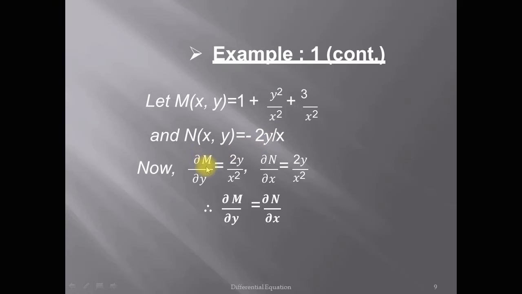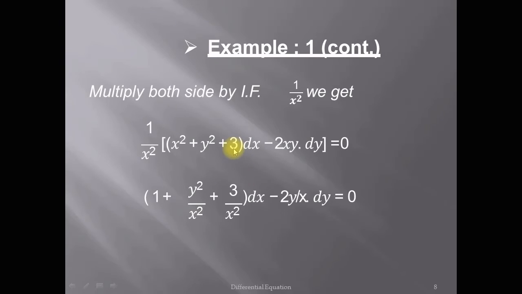Now the partial derivative of m with respect to y. With respect to y, this term is treated as constant, and this term is also treated as a constant term. So the derivative of a constant term is 0, and the derivative of y square with respect to y is 2y by x square. Now the derivative of the n function with respect to x, we get 2y by x square. Since these two results are equal, this differential equation is now an exact differential equation.